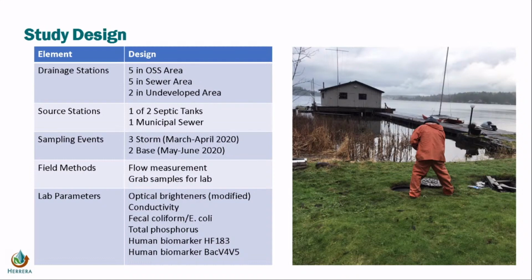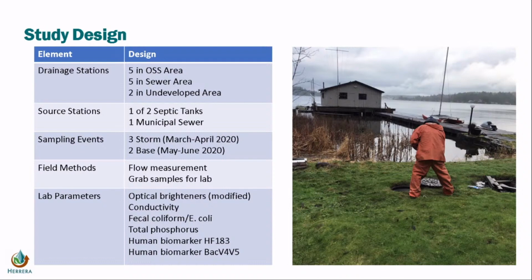We just tested whether this lab method of optical brighteners would work by using a UV light to degrade the optical brighteners, which does not degrade the natural background interference, positive interference we get, fluorescence from organic matter. So we tested that out, along with conductivity. But really, we're looking at fecal coliform and E. coli and total phosphorus.